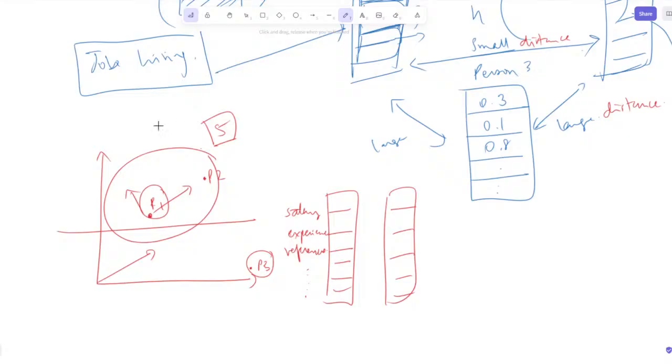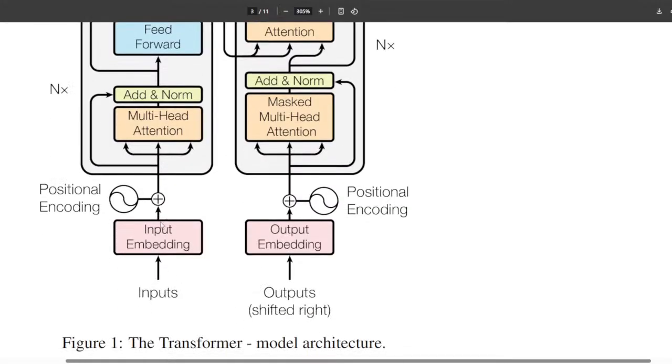You can also have a dummy person here. It's just a representation. You say, this is the ideal person for this job. Find me the people closest to this ideal. It's into embeddings.